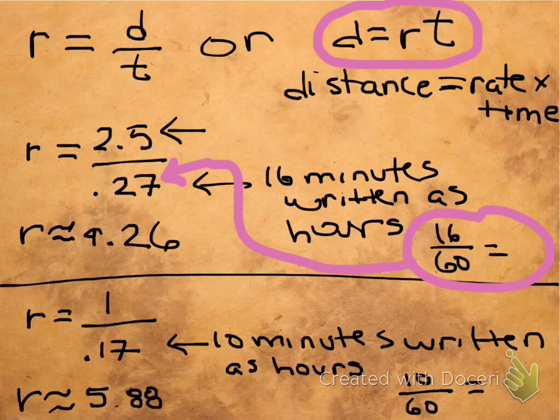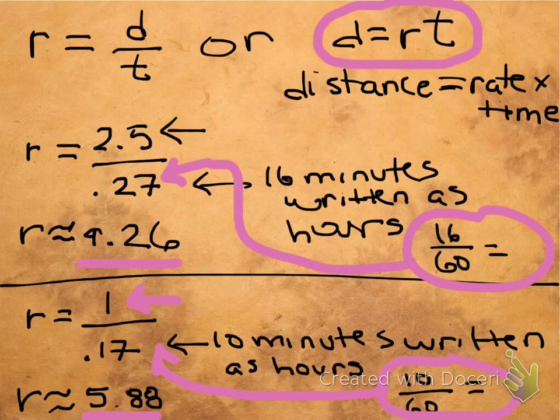And then if I divided, I get 9.26. Then I need to find my other rate for when he walked 10 minutes. For 10 minutes, he walked 1 mile. So I put 1 mile on the top, which is the distance. And then I found 10 minutes in terms of hours, so 10 over 60, which gave me about 0.17. And again, I divided, and I got 5.88.